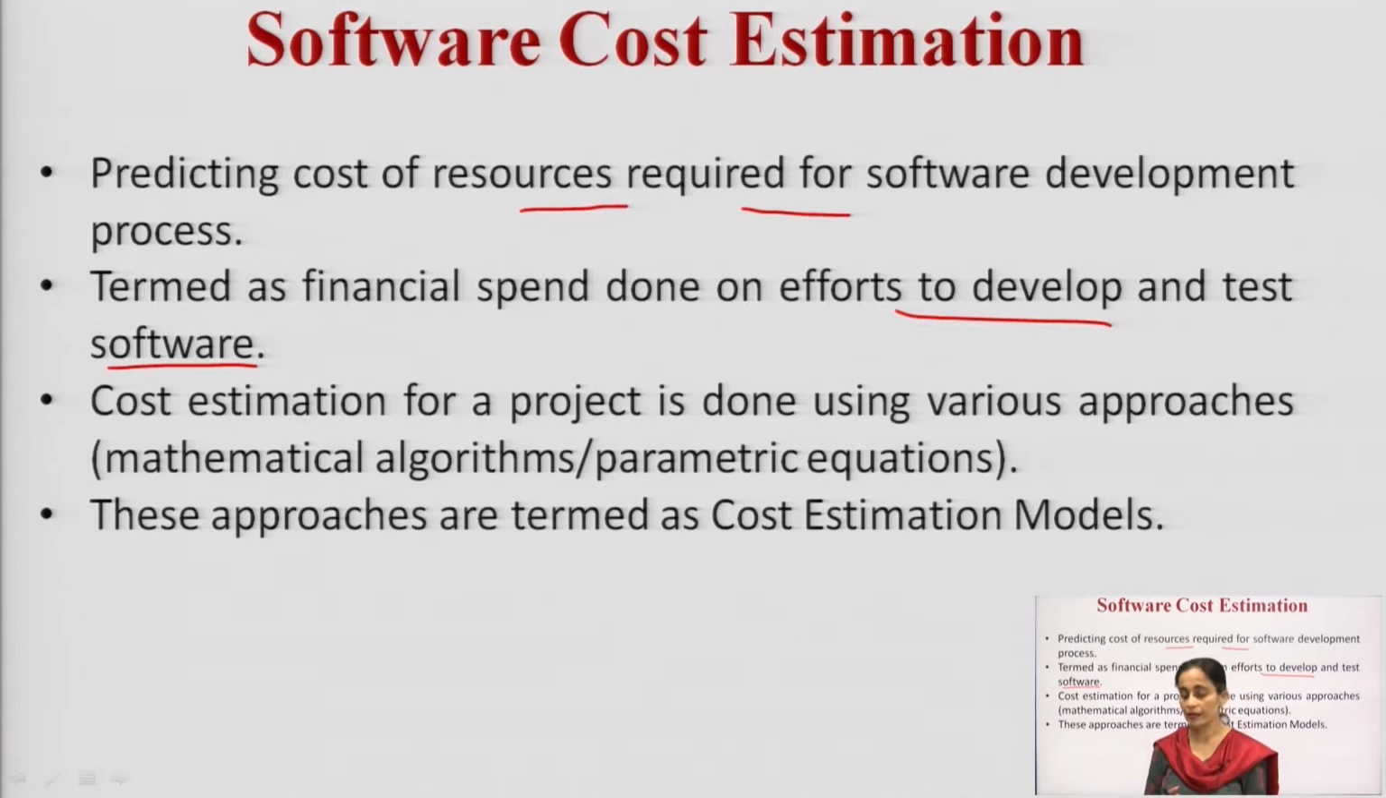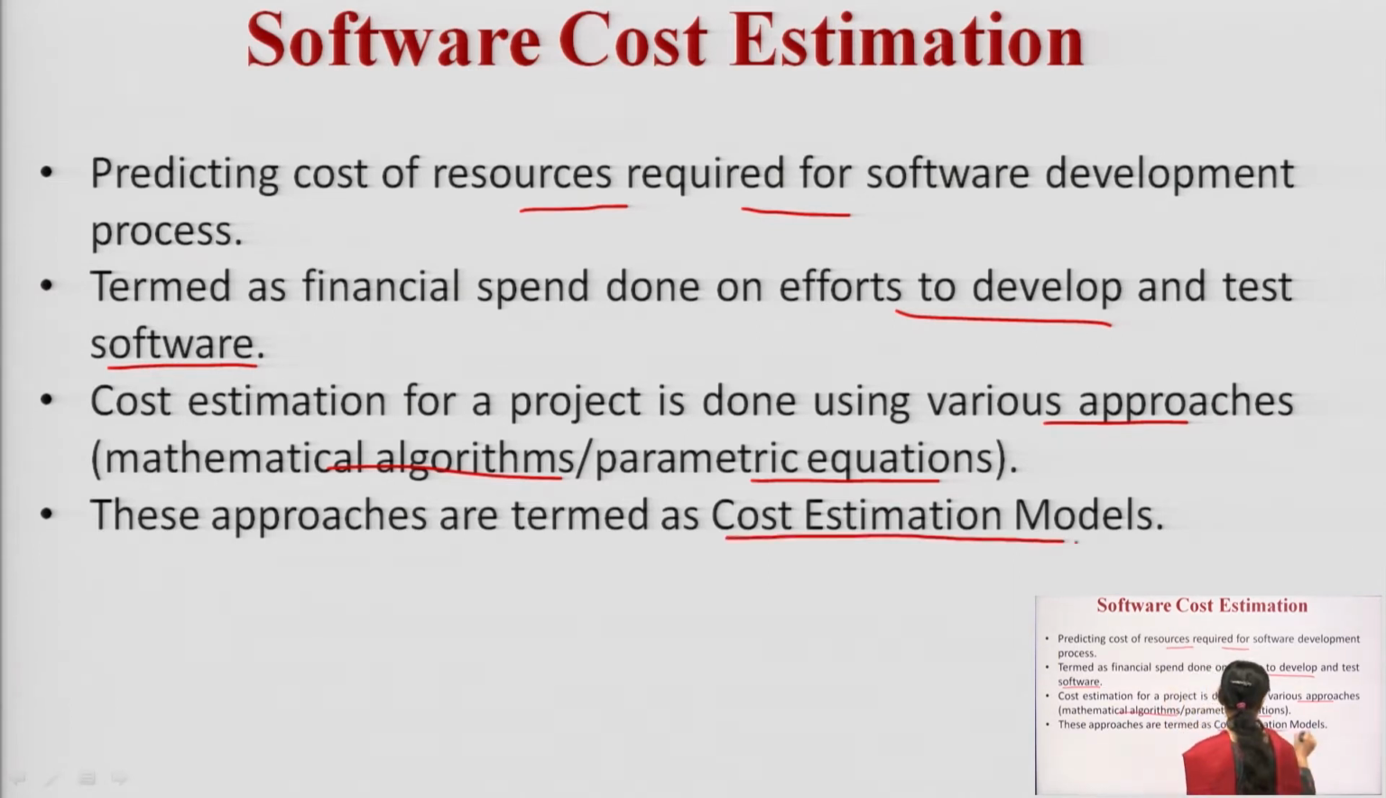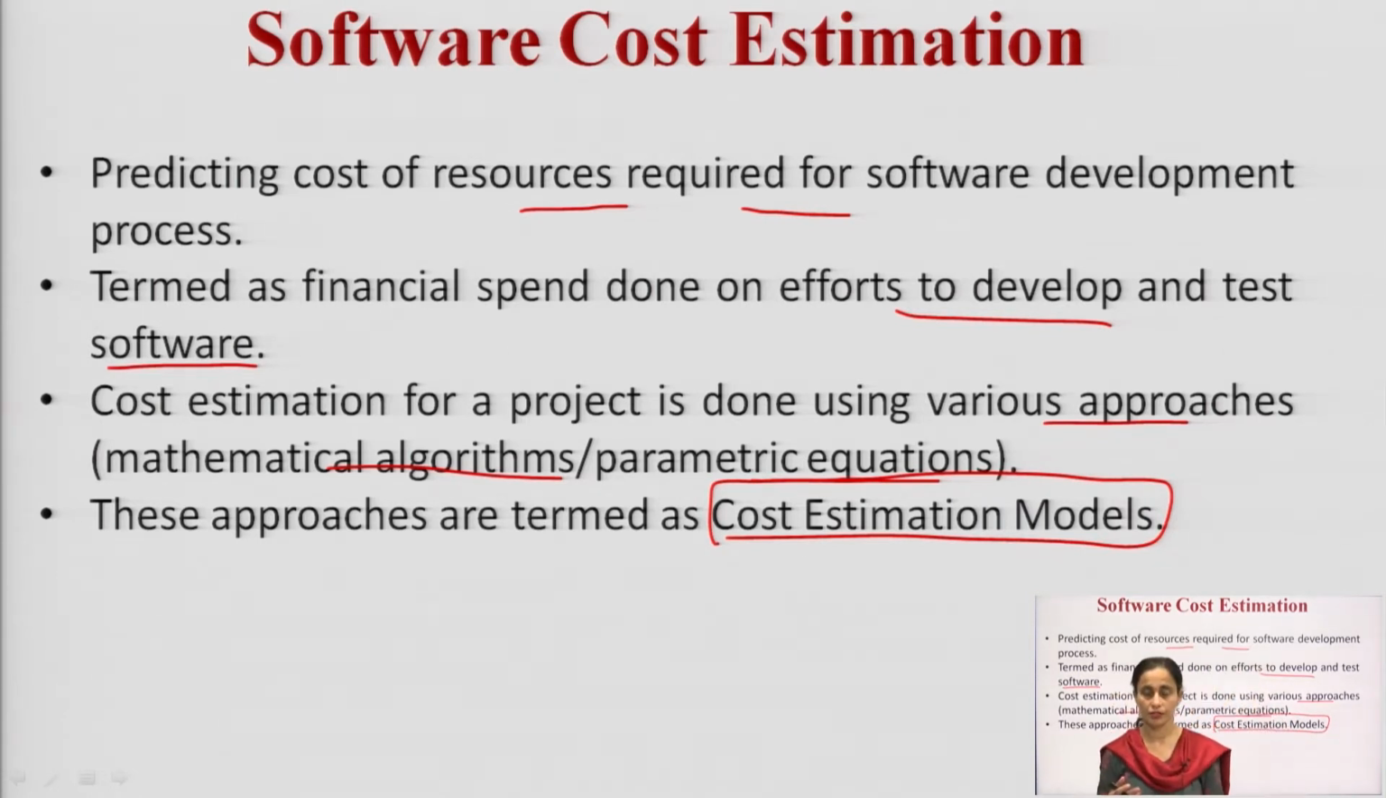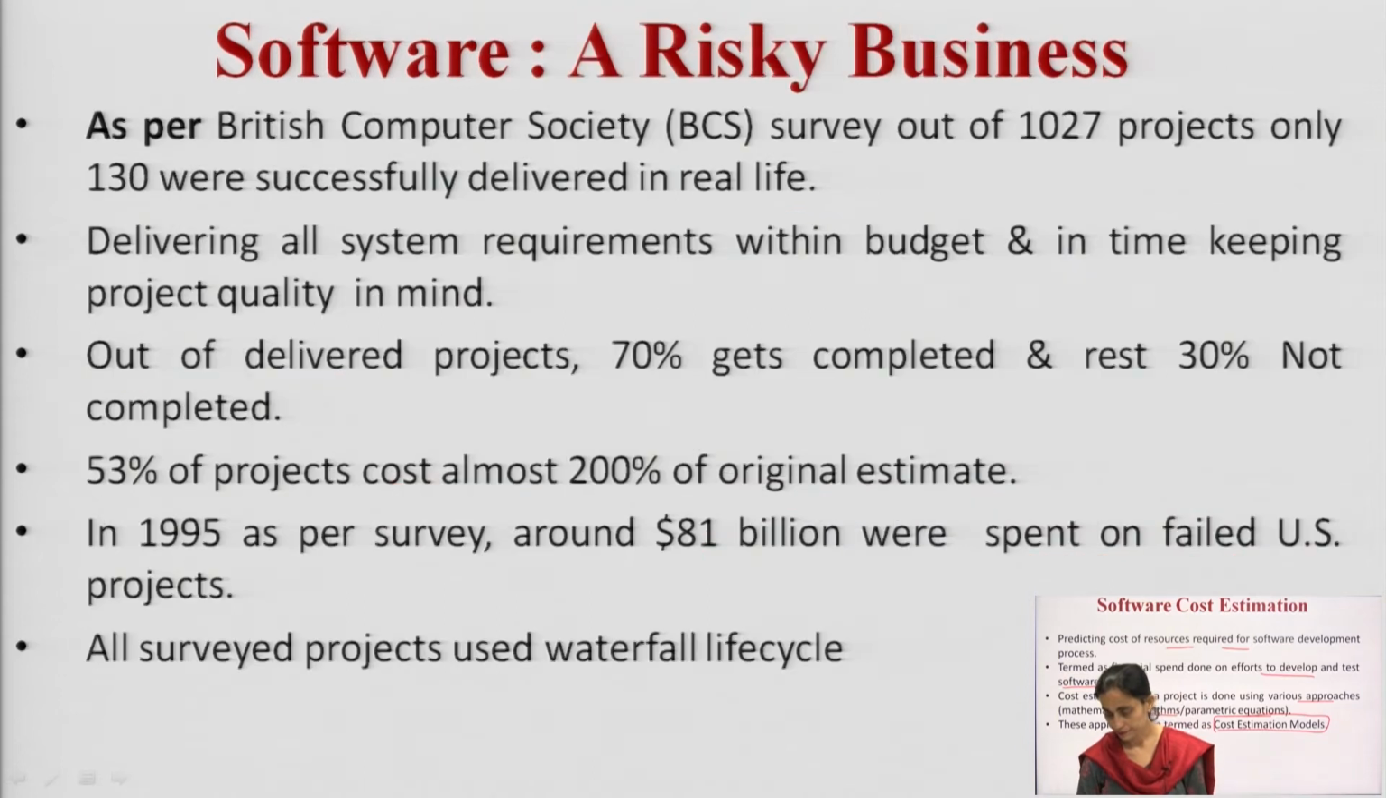Cost estimation for a project is done using various approaches. Either we can apply some mathematical algorithm, or we can use some parameters and apply equations. These approaches are termed cost estimation models. Here we will discuss the parameters first and then move on to the cost estimation models like COCOMO, COCOMO 2, and then the Putnam model, etc.